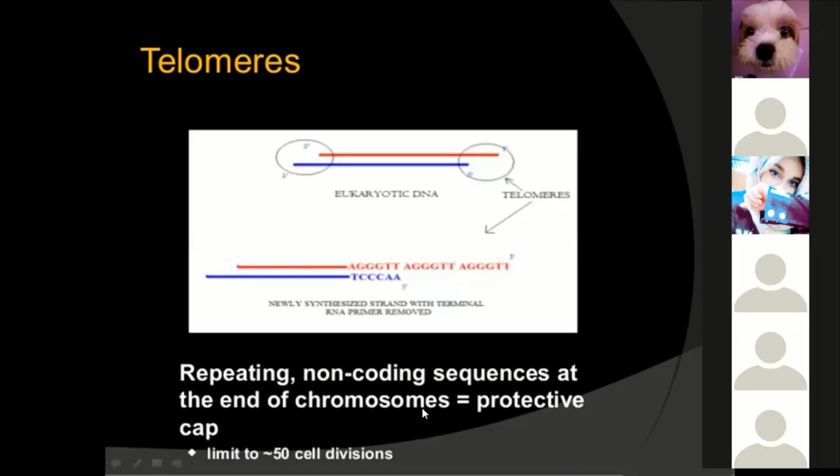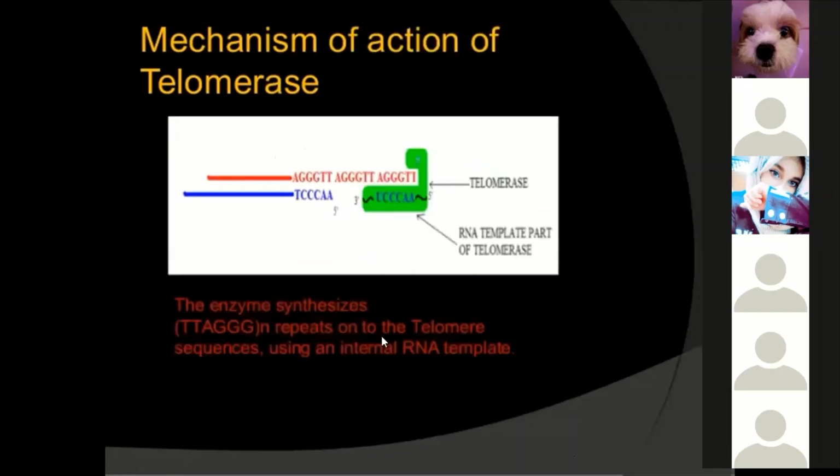So repeating non-coding sequences, as I told you earlier, there are repeating bases in telomeres. These are the repeats which are there in the telomeres. So this is a protective gap as such. In the lagging strand, this gets exposed here, and this is what the telomerase acts on.